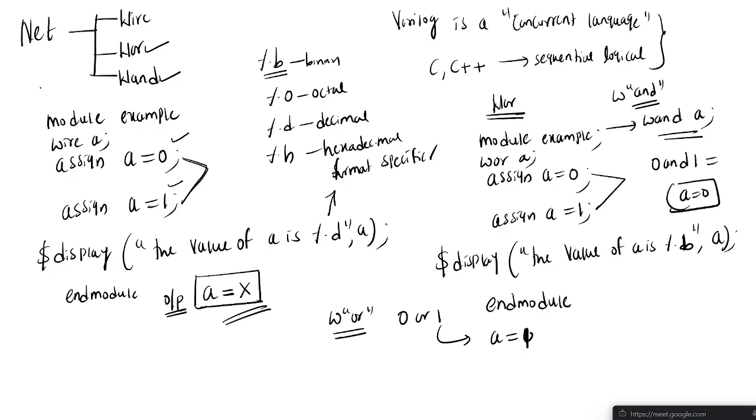Now you understood the difference between these data types, WOR and WAND. These are some interview questions that they will ask. Okay. Suppose, this is also very important.